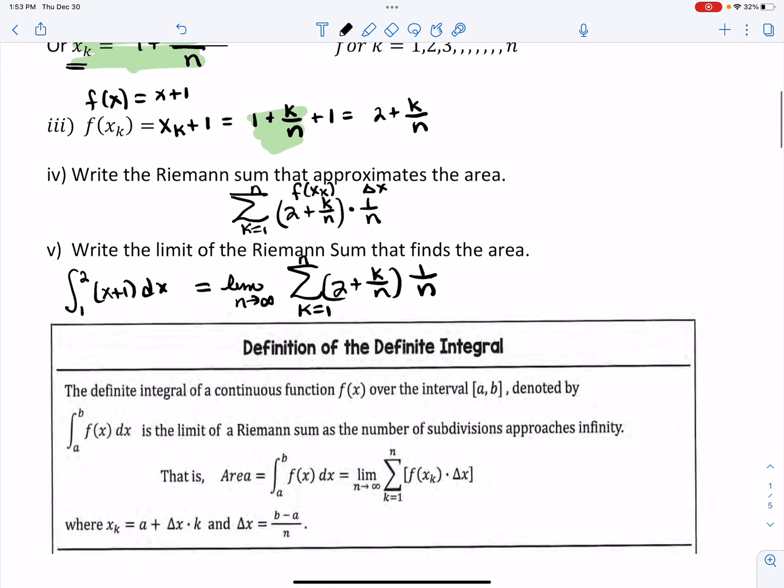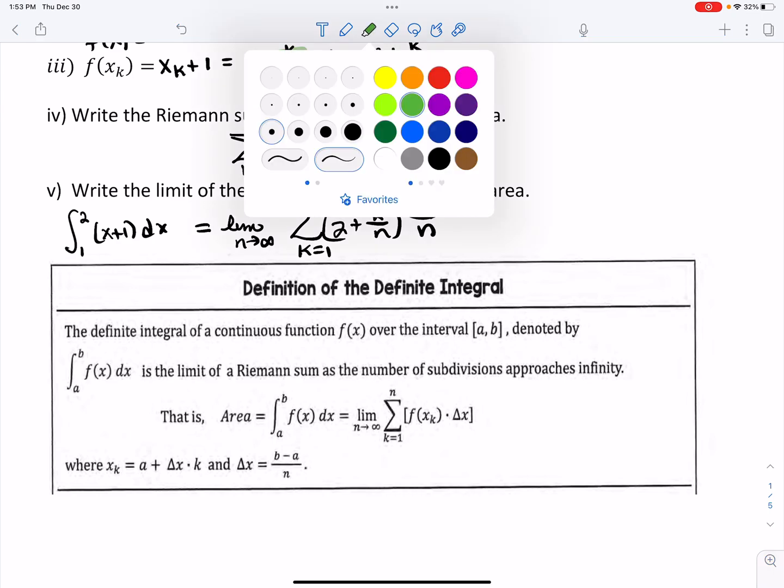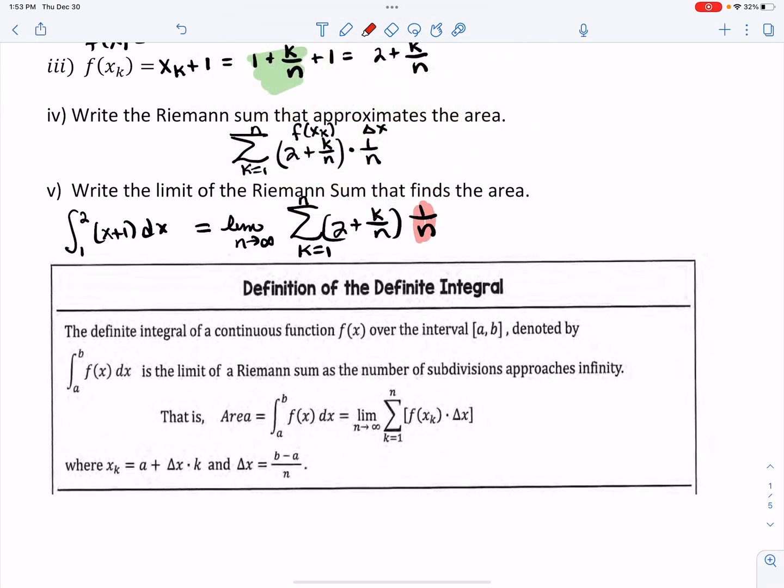All right, so working backwards, notice that delta x is factored out. So I'm going to highlight that. This is our delta x.